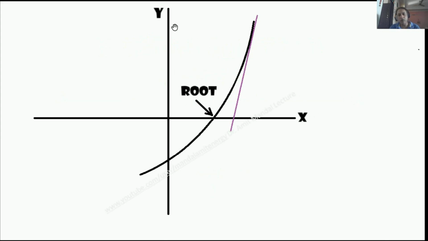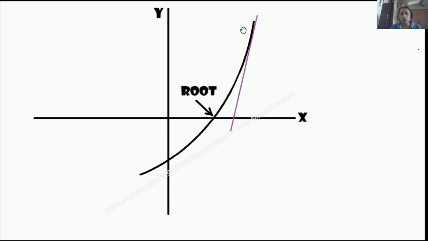See, first of all, I will talk about the principle behind this Newton-Raphson method. It is a very good method. Out of other methods, this is one of the best methods to find the approximate root of any function in less time and fewer steps.